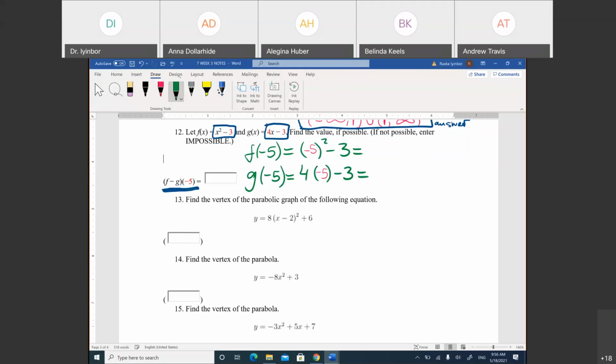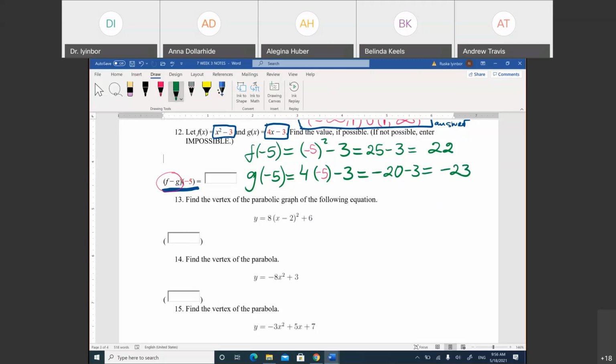So (-5) squared is 25 minus 3. 25 minus 3 is 22. Yes. And then 4 times negative 5 is -20. Minus 3, both of those are negative, so you're adding them. -20 minus 3 is -23. Yes. So now what you need to do is f minus g, right?